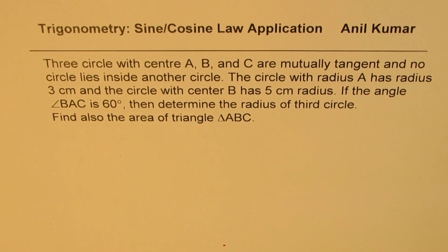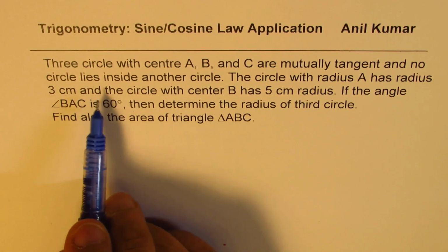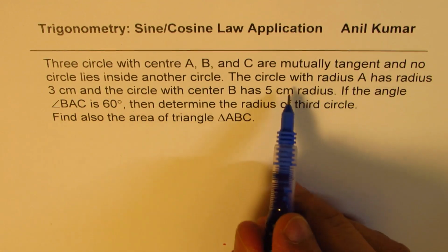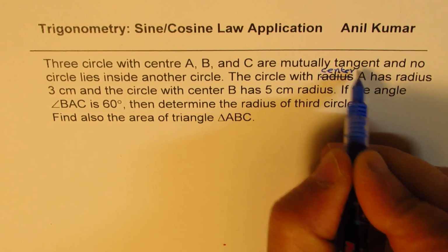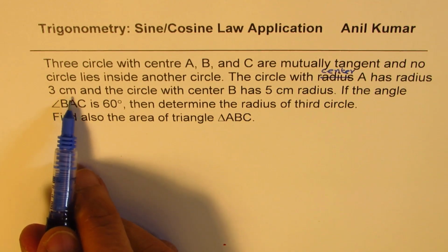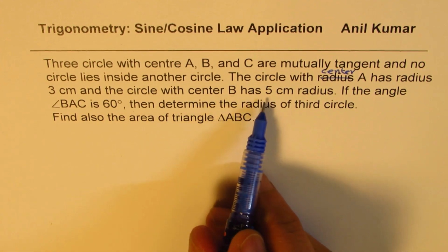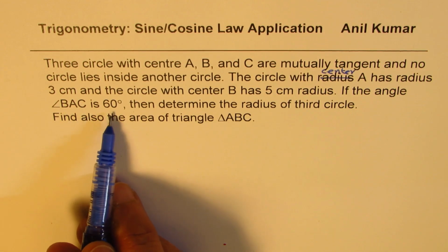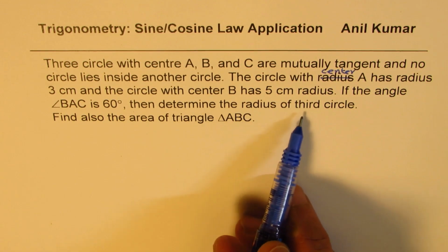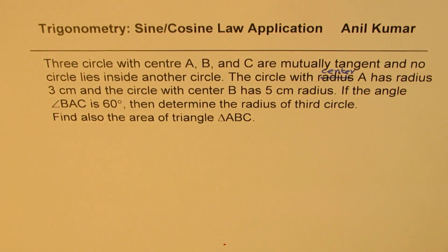The question here is, three circles with center A, B and C are mutually tangent and no circle lies inside another circle. The circle with center A has a radius of 3 centimeters and the circle with center B has a 5 centimeter radius. If the angle BAC is 60 degrees, then determine the radius of the third circle, and part B of this is, find also the area of triangle ABC, right?